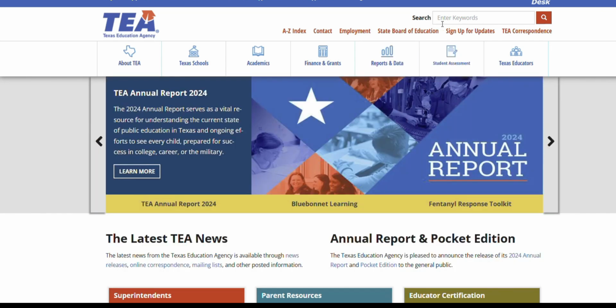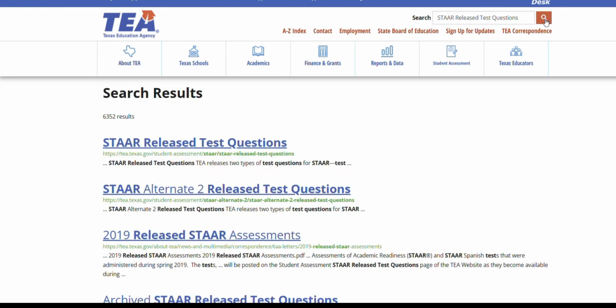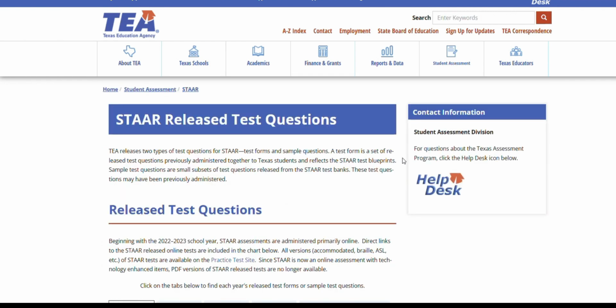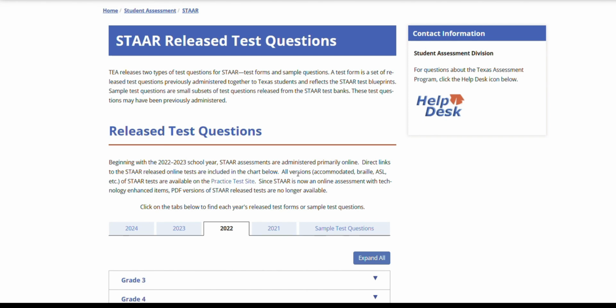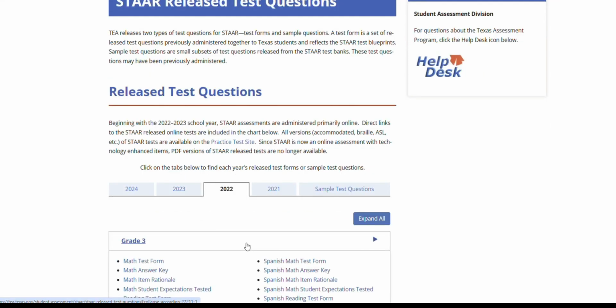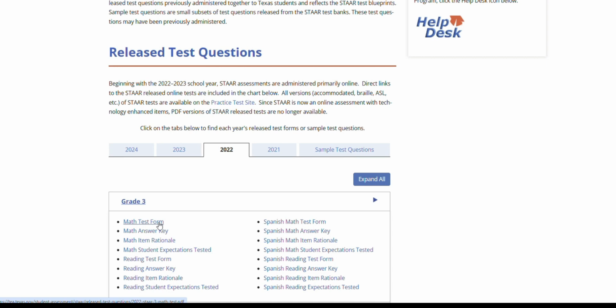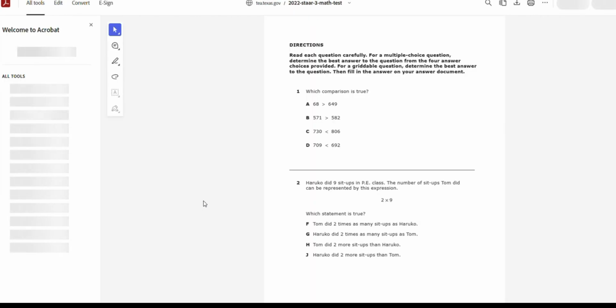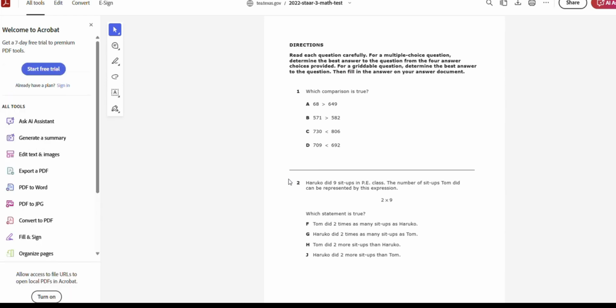Once we're on the Texas Education Agency website, we'll search for STAAR Release Test Questions. We'll then select the 2022 tab, and from there, choose the grade level, 3rd, 4th, and so on, to locate the math test form. We now have access to the 2022 math test questions. Let's solve them one by one.